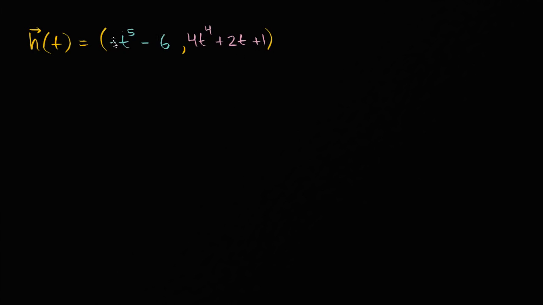You could view this as the x component of the vector and the y component of the vector. And you are probably familiar by now that there's multiple notations for even a two-dimensional vector. For example, you could use what's often viewed as engineering notation here, where the x component is being multiplied by the horizontal unit vector, plus the y component, 4t to the fourth plus 2t plus 1, multiplied by the vertical unit vector. So these are both representing the same thing. It just has a different notation.